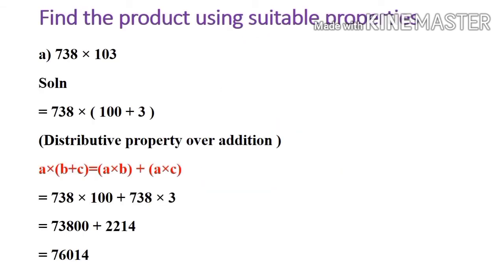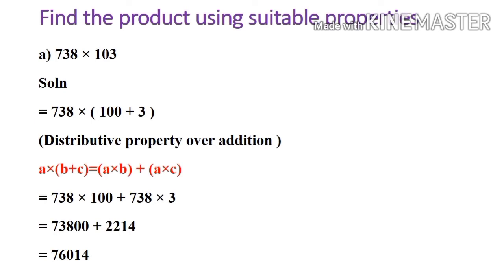So the first question is find the product using suitable property. So the question is 738 into 103. So here in this question we want to apply the property. So here we are going to apply the distributive property. So how we are going to apply this distributive property? Before we apply it, first you have to know what is distributive property. Already we have seen the definitions of distributive property and the expression.